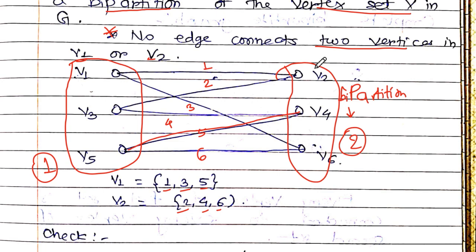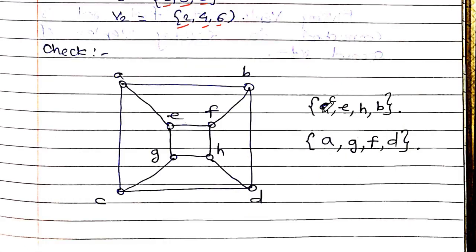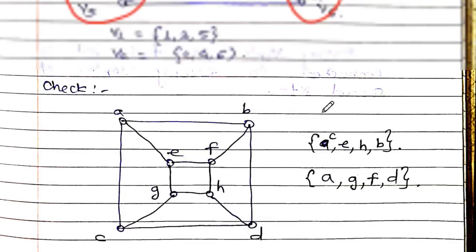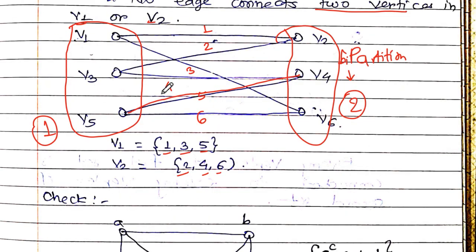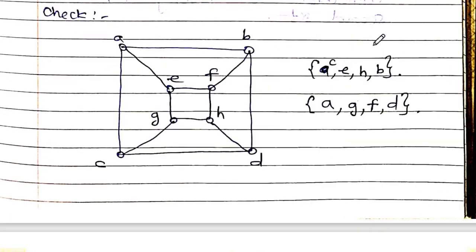Now to find this, I will tell you one trick. Suppose you are having such a graph. That was a simple graph where you could easily see the two sets, but here you will need to apply some logic. What is this logic? You will apply the coloring method. You can apply the coloring method to this graph to check whether it is bipartite or not.